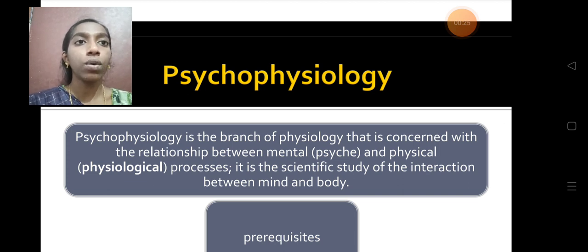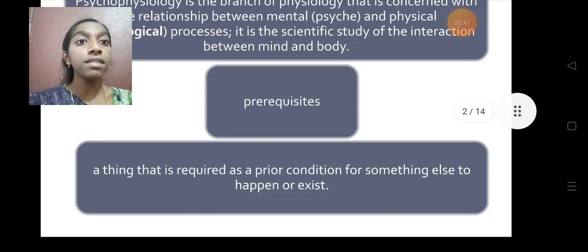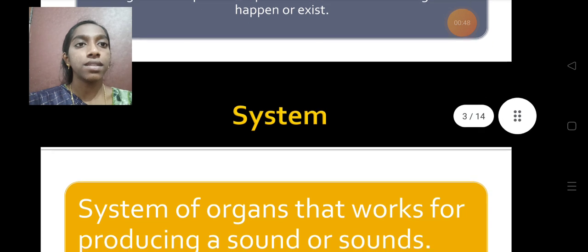We'll see about psychophysiology. The psychophysiology is the branch of physiology that is concerned with the relationship between mental and physical processes. It is the scientific study of the interaction between mind and body. Prerequisites: a thing that is required as a prior condition for something else to happen or exist.